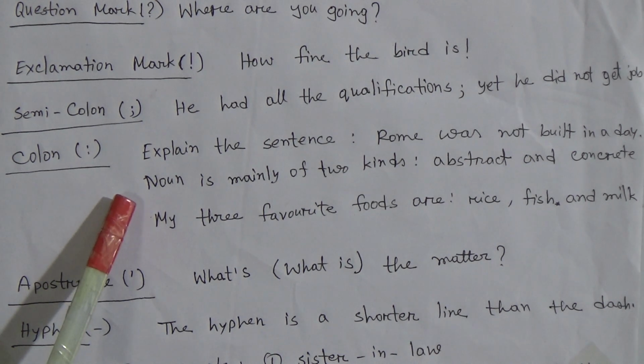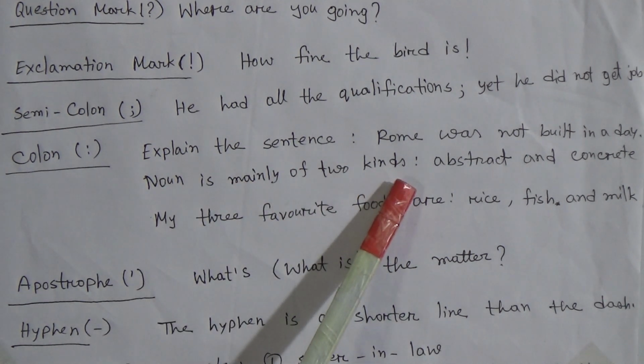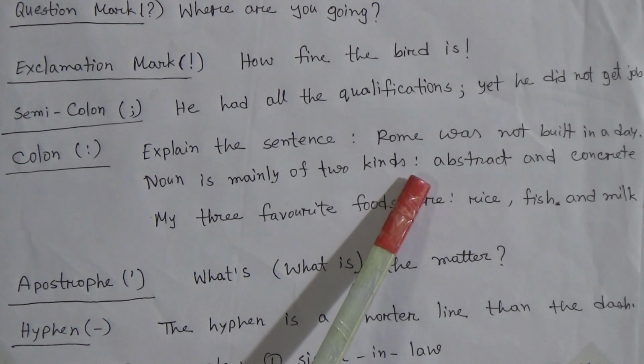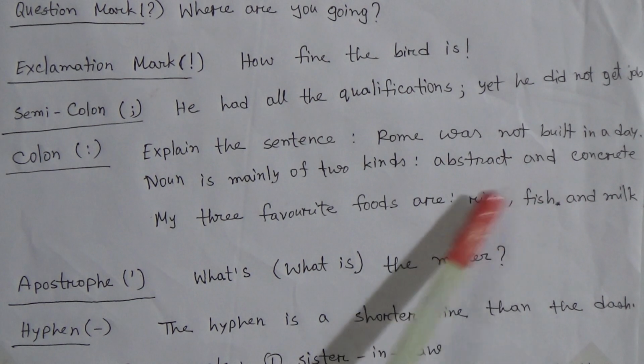Then another example is what? Before statements. For example, "Noun is mainly of two kinds:" here I have used a colon. Then I have written abstract and concrete.